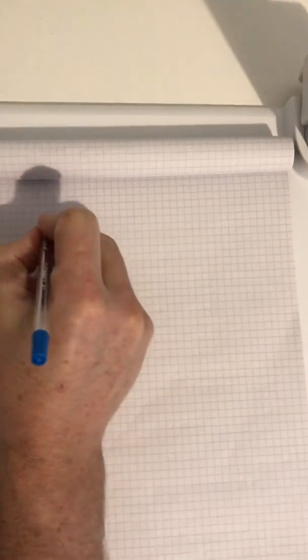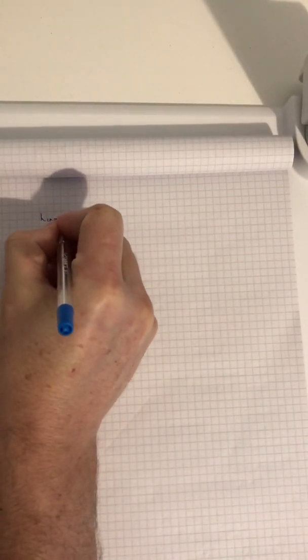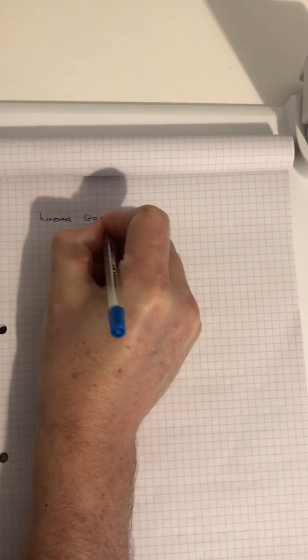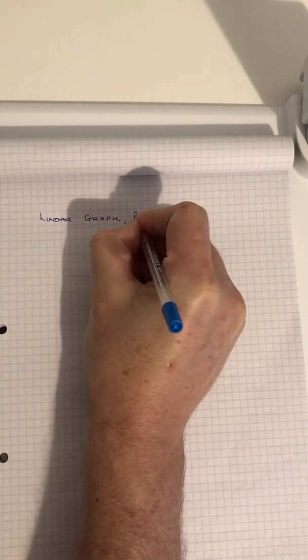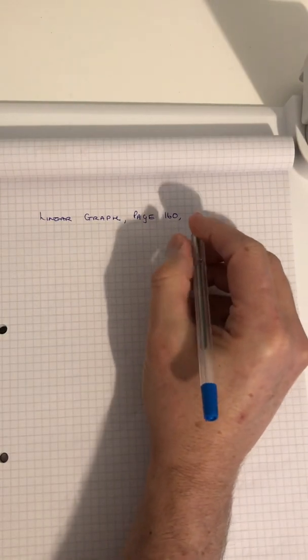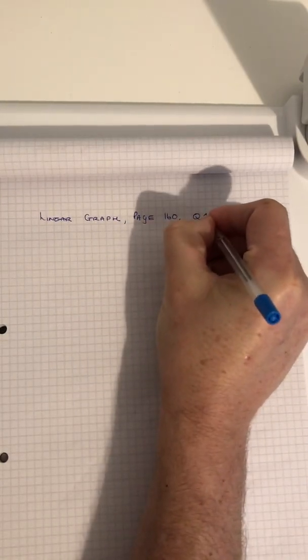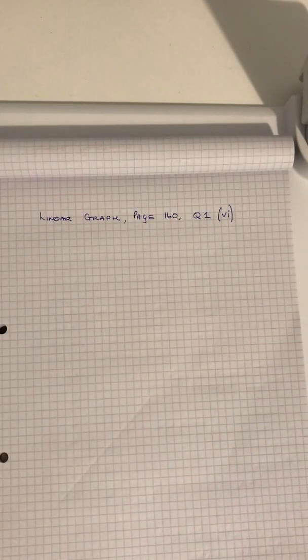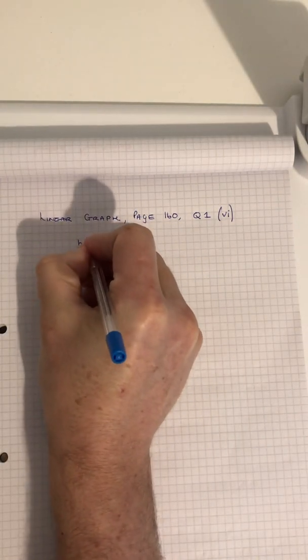Okay, in this one I'm going to show you a second example of a linear function. So this time I'm going to go with an example from your book. So it's a linear graph. This will help you along with your work. And it's page 160 in your book. And it's question 1 part 6.